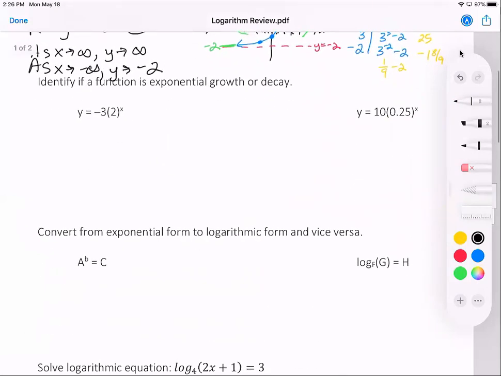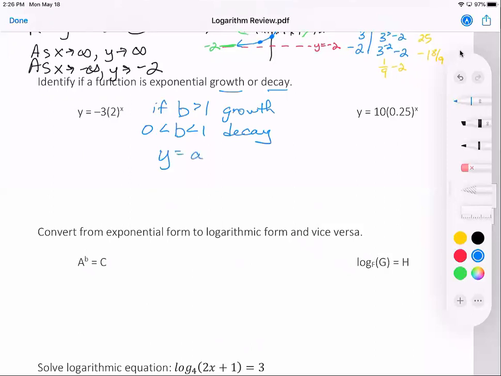Next, we'd like you to be able to identify if a function is exponential growth or decay. The main thing that you look for is the base. If the base is greater than 1, then it's exponential growth. If the base is between 1 and 0, then it's exponential decay. And the base is, when it's written in this form, what is attached to the exponent. So that's the base b. So we can see here that the base is 2. So this would be exponential growth. And this next one, we could see the base is a quarter, which is between 0 and 1. So this would be exponential decay.